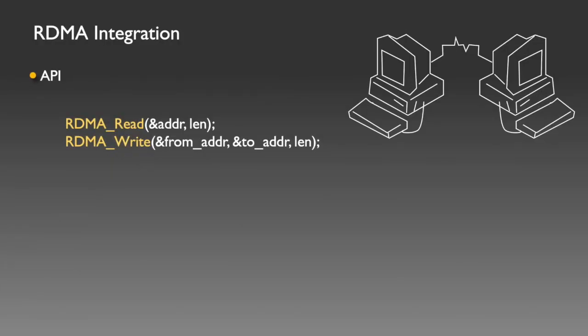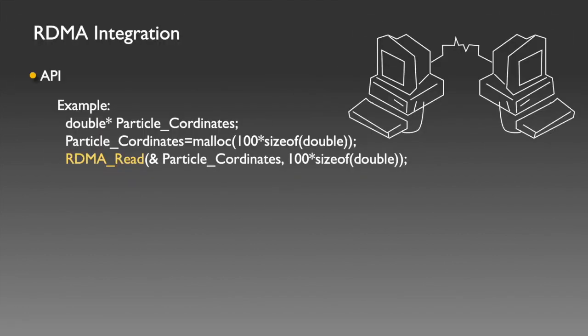We provide two high-level APIs for programmers. RDMA read has two inputs. They are the address where we are reading from, and the length of the data we desire. RDMA write has three inputs to tell our network processor where we are going to write, from where we are going to write, and the length of data we are going to write. Here is a C-style example code of using RDMA.